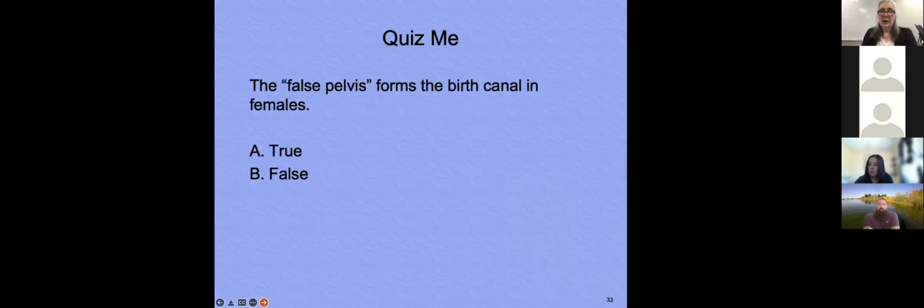Okay, the false pelvis forms the birth canal in females. Earlier, I answered it wrong because I was thinking false pelvis. Got it mixed up with true pelvis. The false pelvis is where? Is it above or below the brim? Above the brim. So does that form the birth canal? No, it does not. So this is false. This is a thinking question.